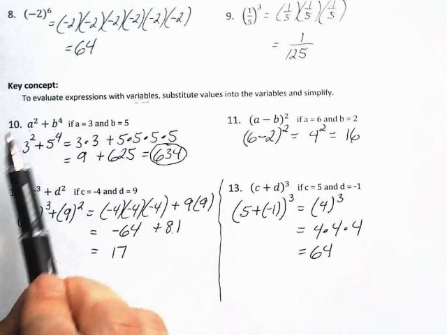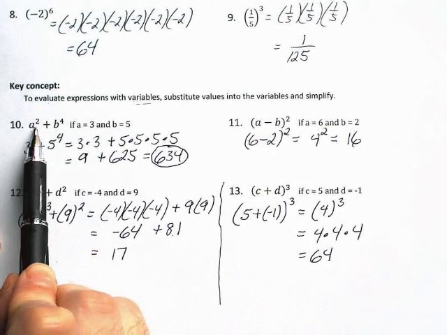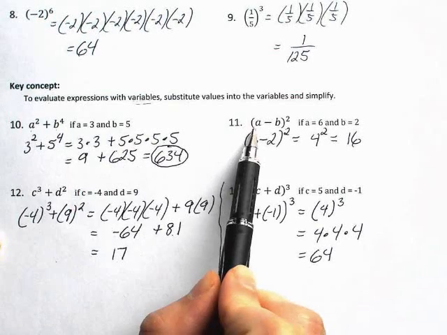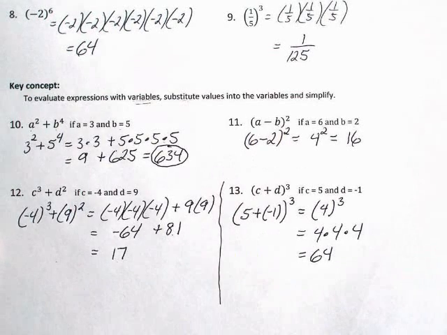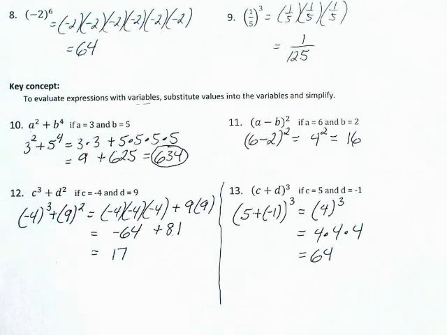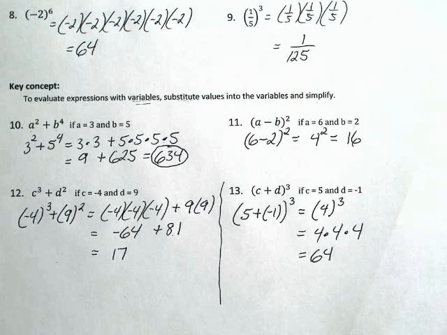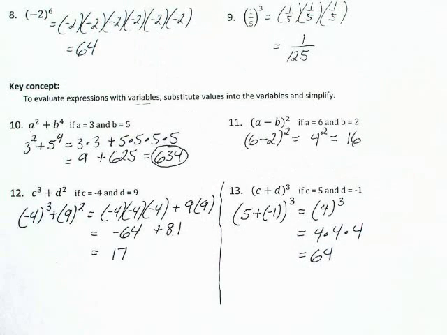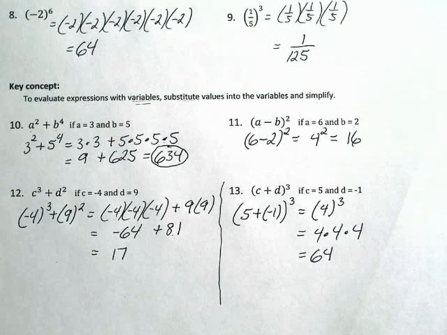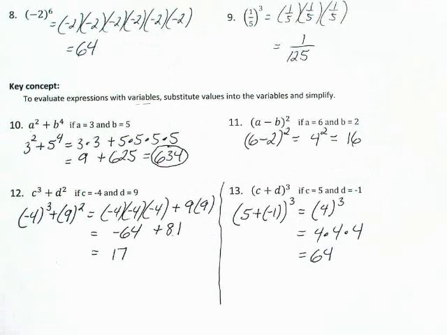And the last key concept was how do you evaluate powers when there are letters of the alphabet in them. And the idea there was you substitute for those letters so that they have numbers instead of letters, and then once you've got the numbers you can work it out. Okay, so that was today's lesson on powers and exponents.